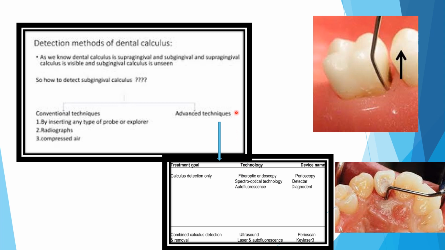Coming to the detection of dental calculus, substantial calculus can be very hard to detect as it is not visible clinically. It can be identified by conventional techniques as well as advanced techniques. The conventional techniques include careful probing, that is by tactile sensation, radiographs, and also compressed air. Coming to the advanced techniques, you can note down some of the technologies: fiber optic endoscopy, ultrasound, laser, and autofluorescence.